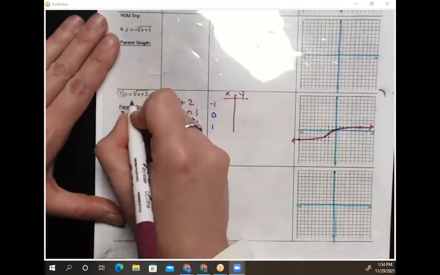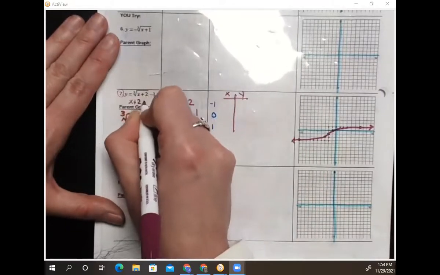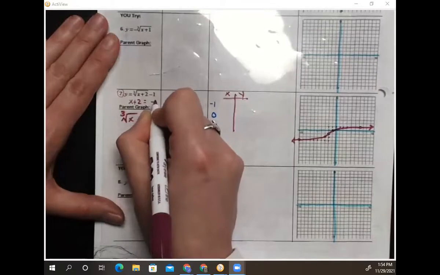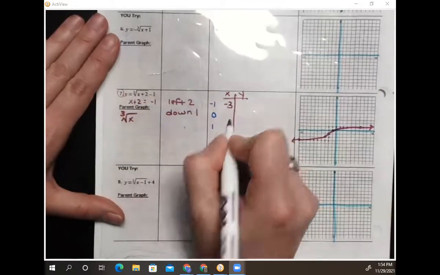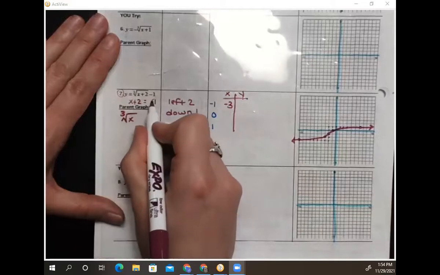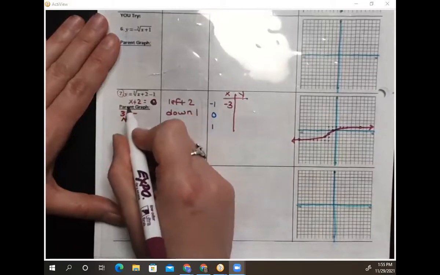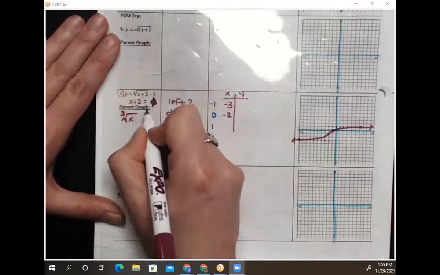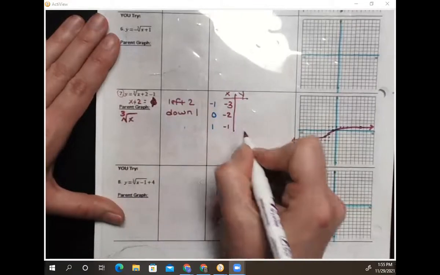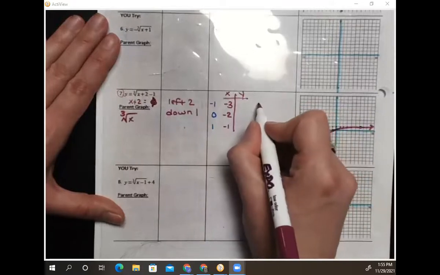So as I take a look here, what value would I plug in for x to get this to simplify to -1? Well, that would have to be -3. To get this to simplify to 0, I would have to plug in -2. To get this to simplify to 1, I would have to plug in -1. So I'll do that here.